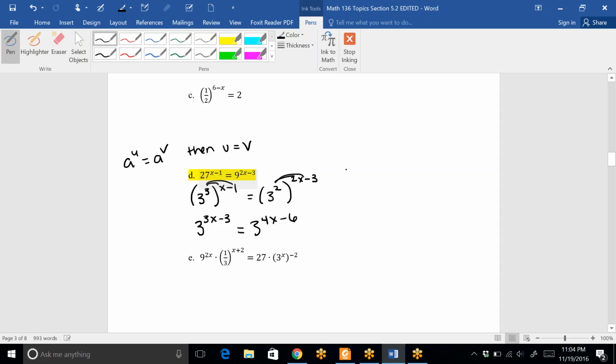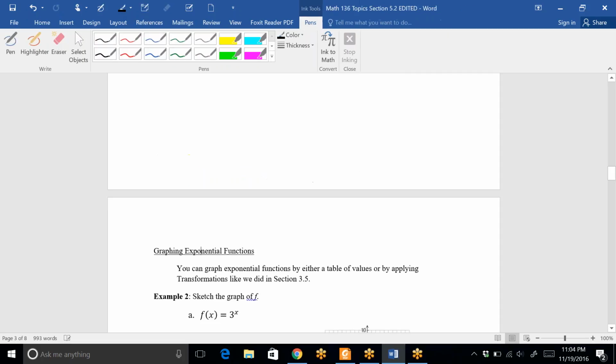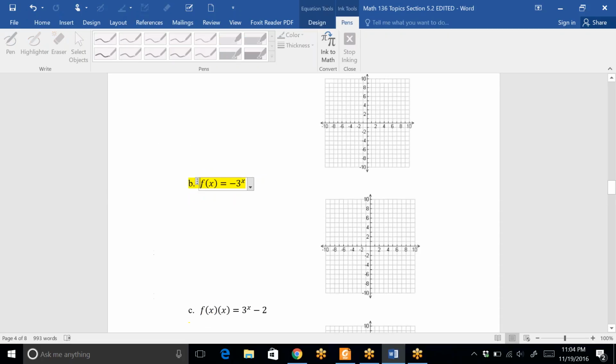Now we have the same base on each side, so we set the powers equal. I would add 6 over, subtract 3x over, so we get that x equals positive 3. So that was, remember, a property that we learned in class.